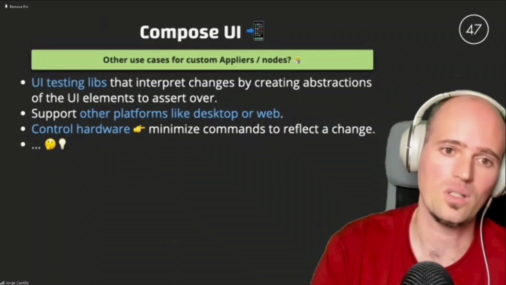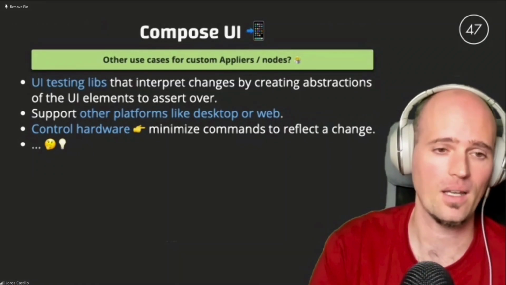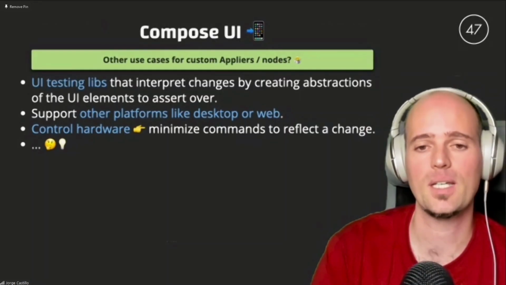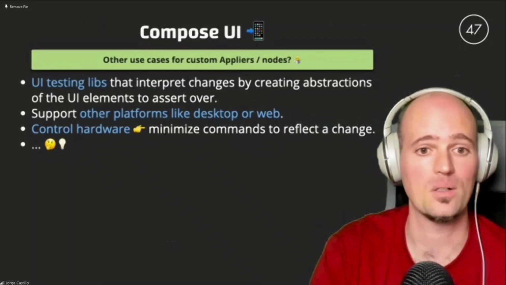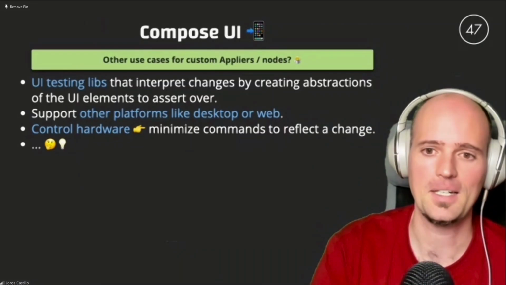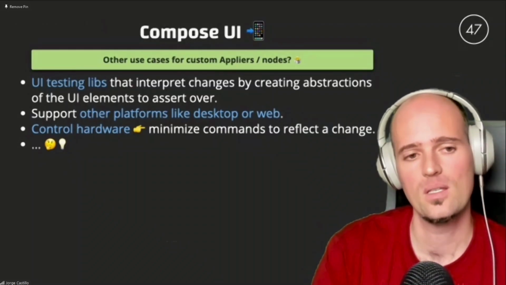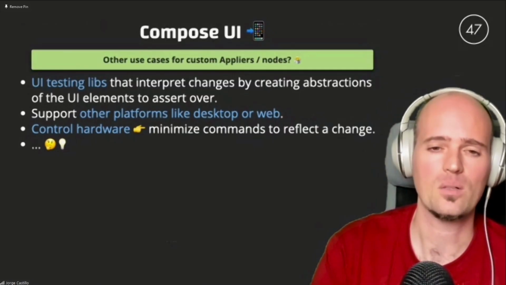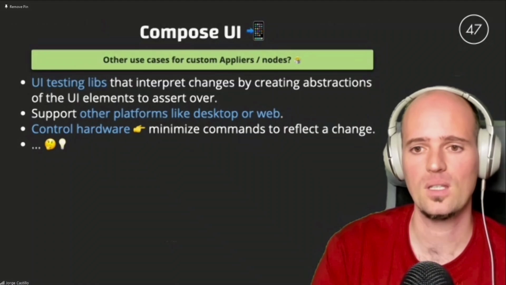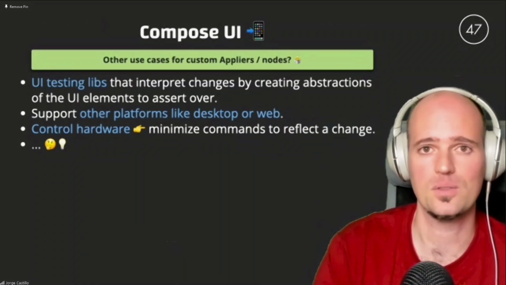But also for supporting other platforms like desktop or web, you can imagine node types like DOM elements or things like that. And an applier that instead of attaching stuff to the Android view system, it ends up, I don't know, using whatever the web uses for rendering, a virtual DOM. But other examples like controlling hardware to minimize, for example, commands to reflect a change. I don't know. Different ideas, different use cases, but it all depends on how imaginative you can be on this.